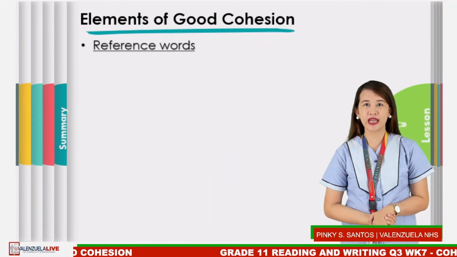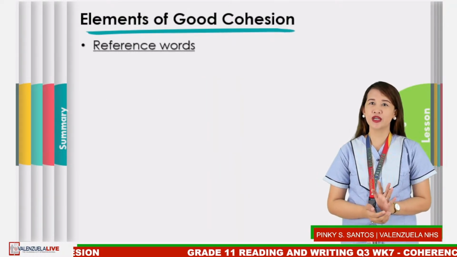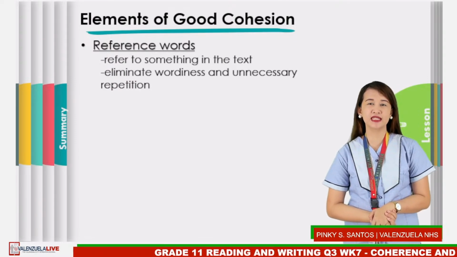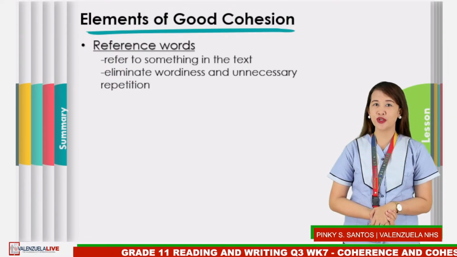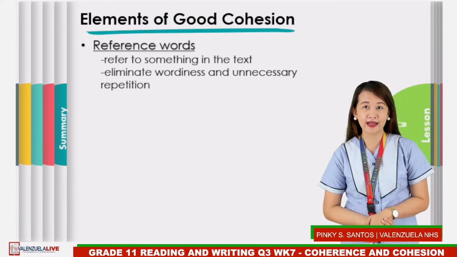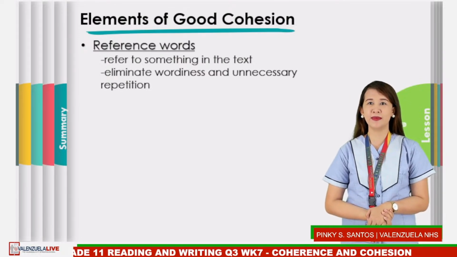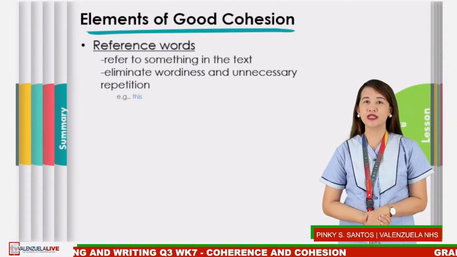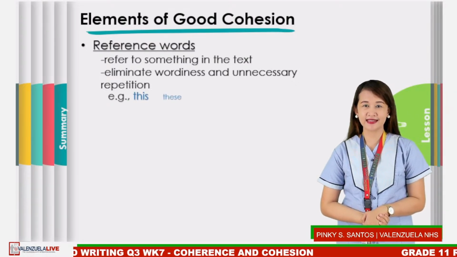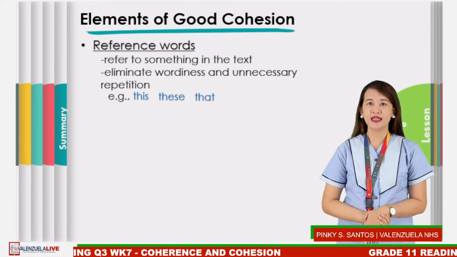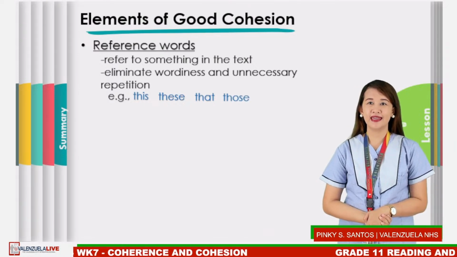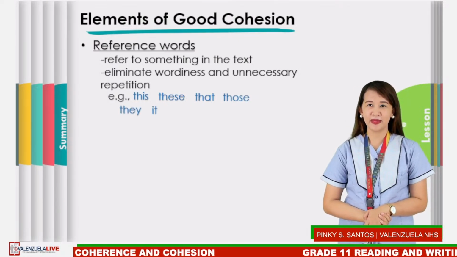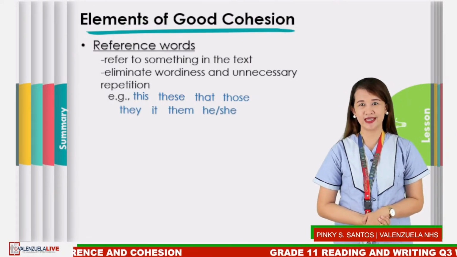Let's take a look at reference words. Reference words are words that do not make sense on their own. They refer to something in the text or paragraph, and they are used to eliminate wordiness and unnecessary repetition. Examples are this, that, those, they, it, them, he or she, and which.